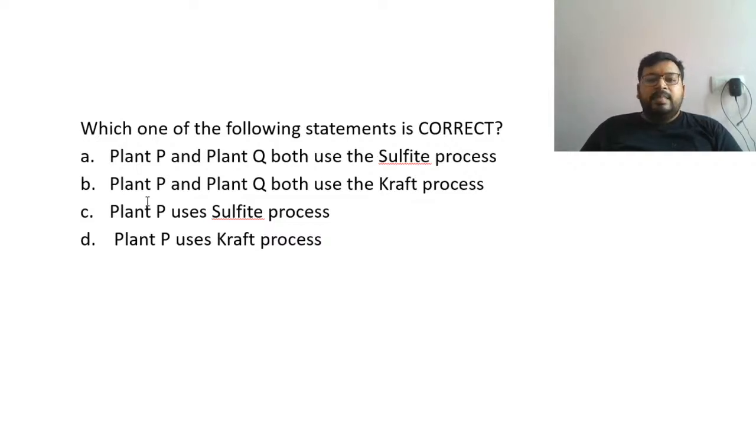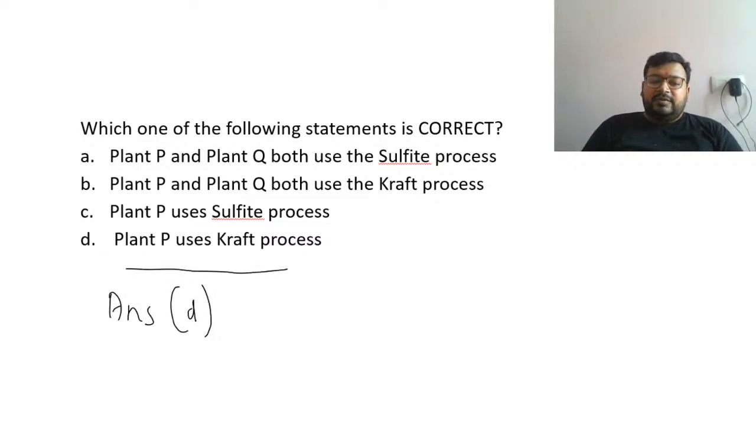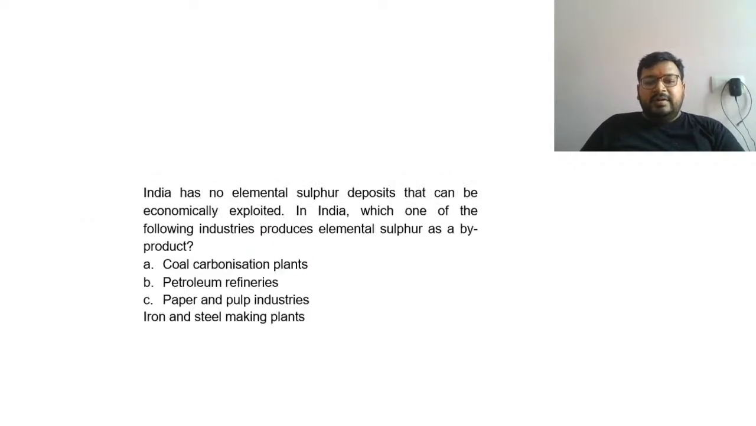Plant P and Q both use sulfite process? No. Plant P and Q both use Kraft process? No. Plant P uses sulfite process? No. Plant P uses Kraft process? Yes. So guys, only one option is correct, that is D. Answer is D. That is plant P uses Kraft process. Okay, moving on forward. Next question guys.